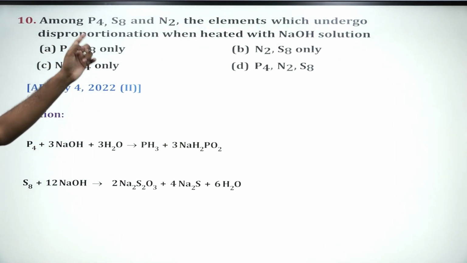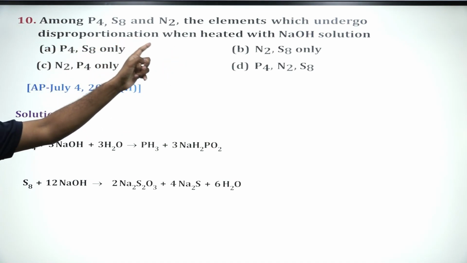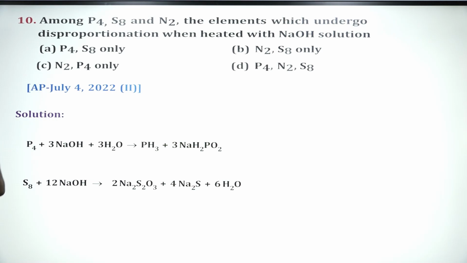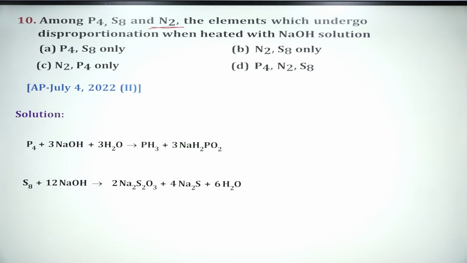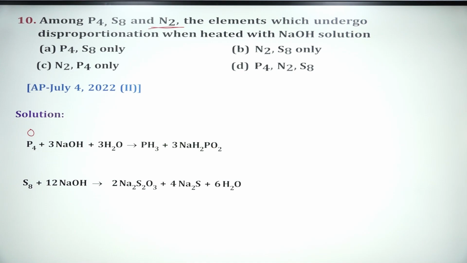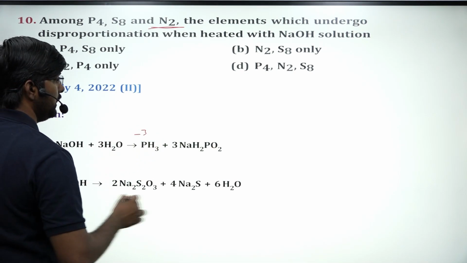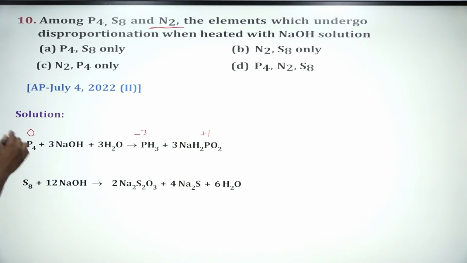Next, among phosphorus, sulphur and nitrogen, which elements undergo disproportionation when heated with NaOH solution? Generally dinitrogen does not react with sodium hydroxide, only phosphorus and sulphur react with sodium hydroxide, and these are the reactions. When phosphorus reacts with sodium hydroxide we get these two products, and it is in the elemental state, 0 oxidation state, and here -3 and here +1. See here 0 to -3, 0 to +1, it is a disproportionation.